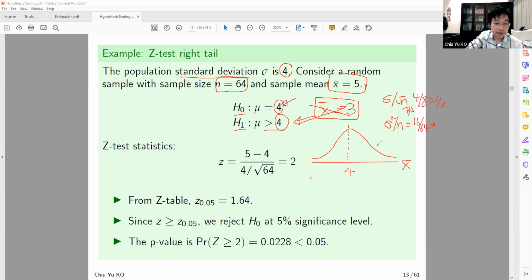And now we're looking at 5 being here. The question is again, we want to know if this area, which is called the p-value, is bigger than alpha or smaller than alpha. If smaller than alpha, then it's so far away from 4 that we reject. So how do we proceed? Check whether the p-value is bigger than alpha or smaller than alpha, right? Now with Excel you can do it directly, but in the old days, you needed to check the Z table, right?